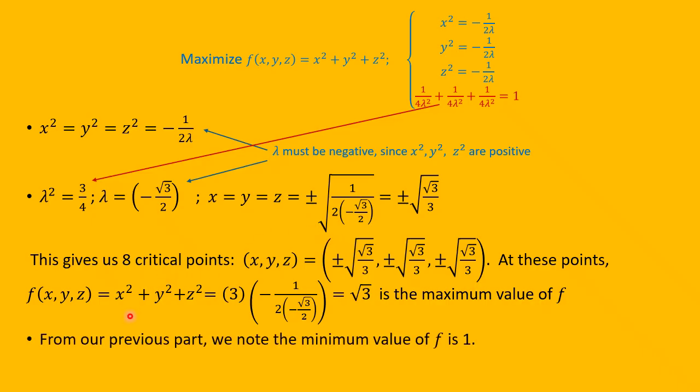From our previous part, where we found critical points where the value of the function little f was 1, we now see, since this number is bigger than 1, this was the maximum and this is the minimum. We have found all of the points x, y, and z where the maximum or the minimum occur.